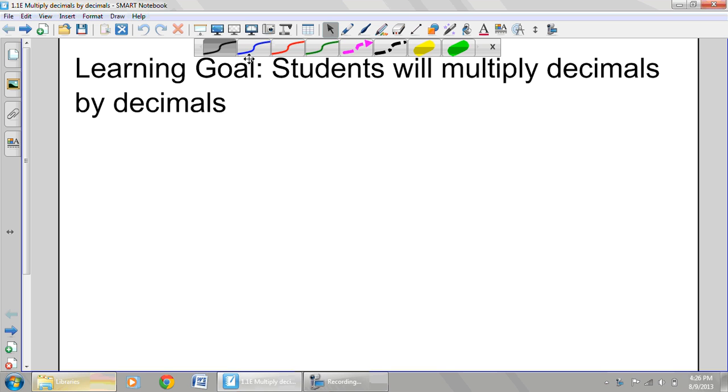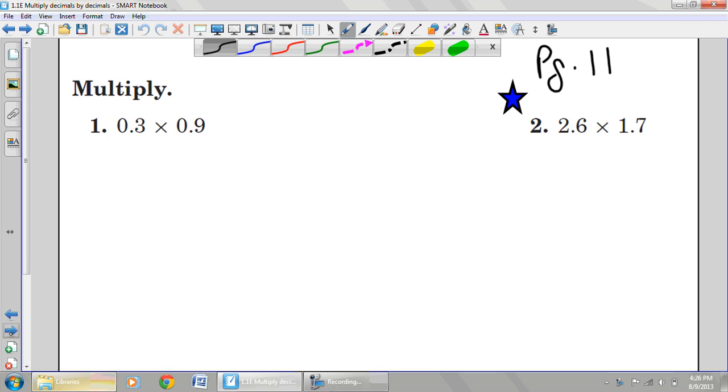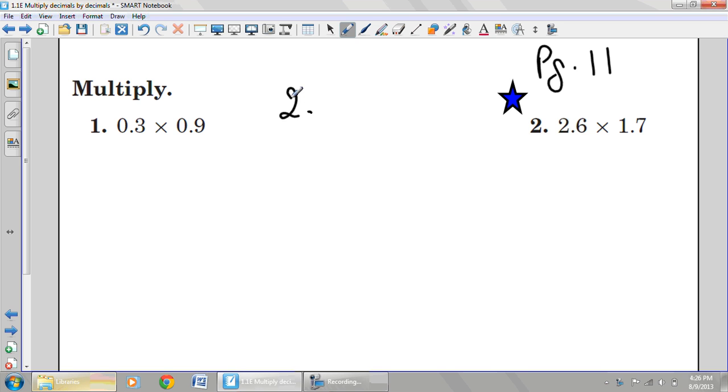Today you will learn how to multiply decimals by decimals. Look at question number 2. 2.6 times 1.7, and this is a straightforward easy question. When you are multiplying decimals, you do not have to worry about lining up the decimal point. Just do regular, typical multiplication.